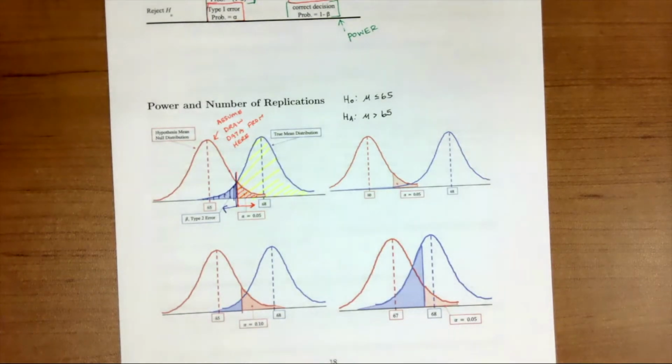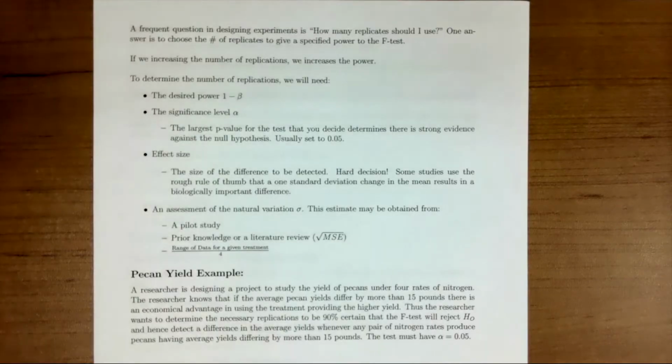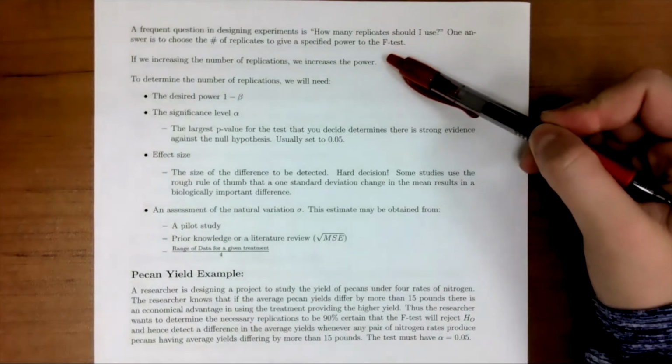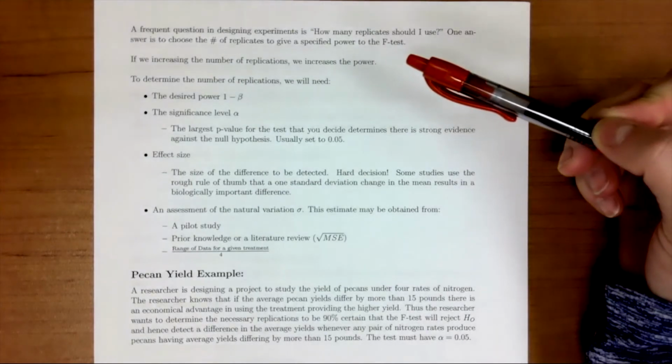But more specifically, this is going to relate back to what's really going to impact our power and sample size calculation. Since we're talking about a completely randomized design, this is a one-way ANOVA sample size calculation, so we can think of our sample size as the replicates in one-way ANOVA. A frequent question that we see a lot in design of experiments is how many replicates should I use? And we can figure this out using power. So again, let's just recap that if we increase our number of replicates, we're going to increase our power. We showed that with the animation.